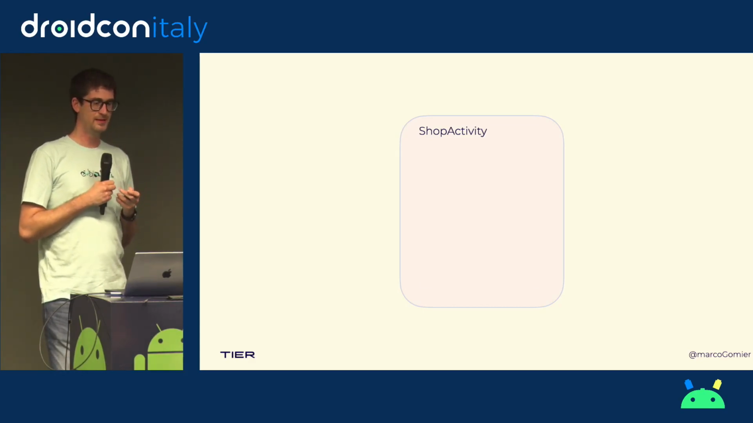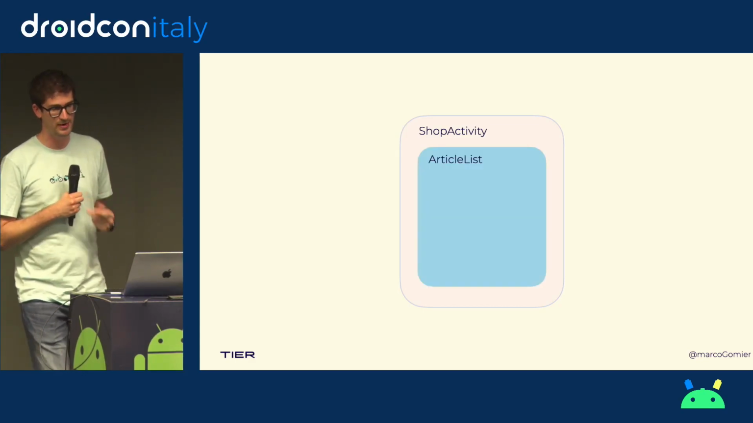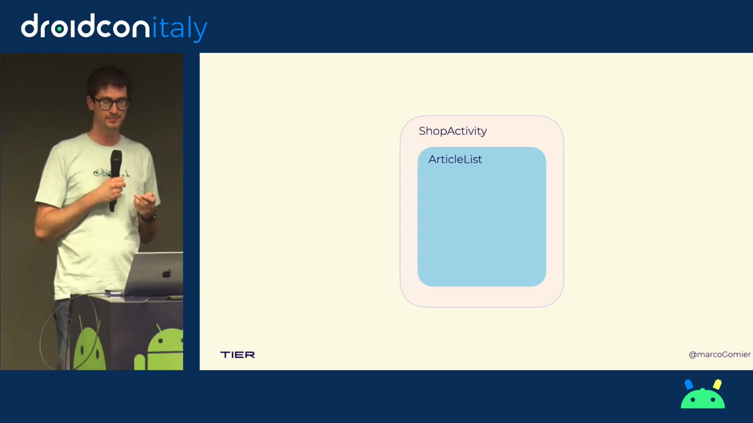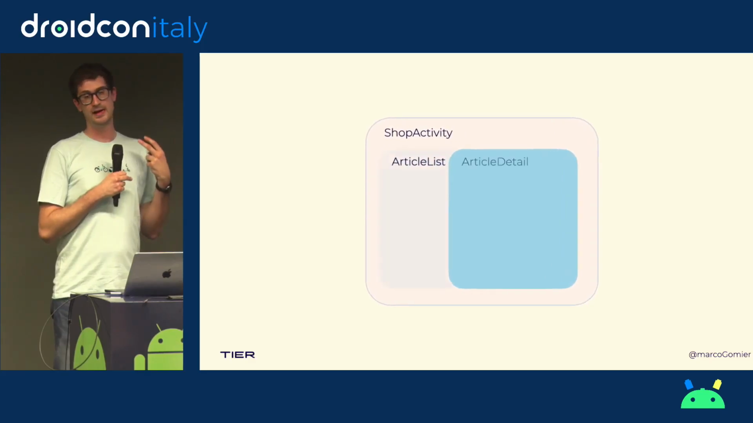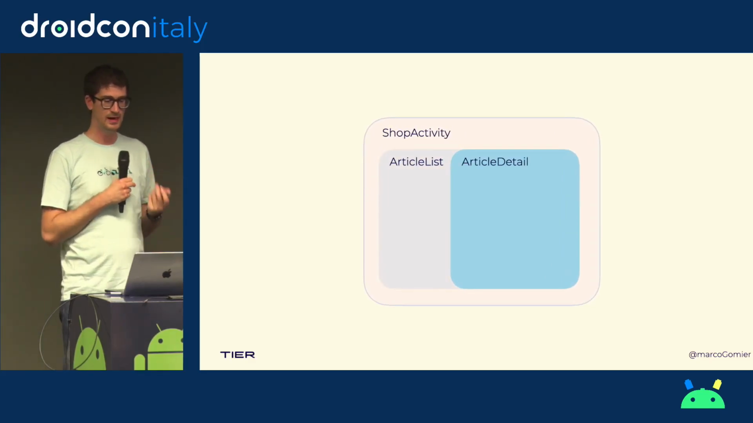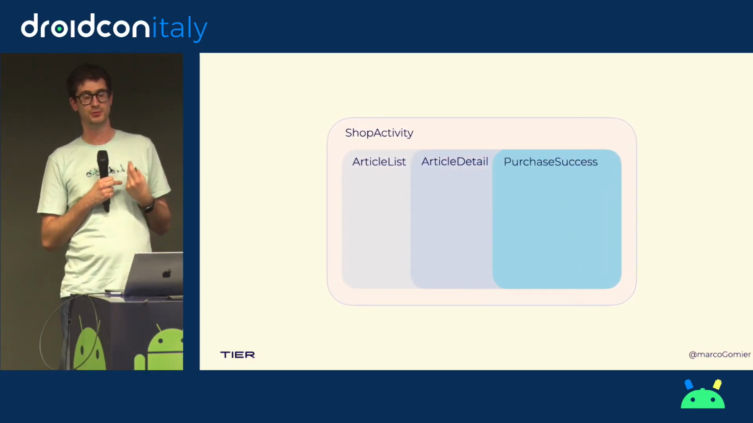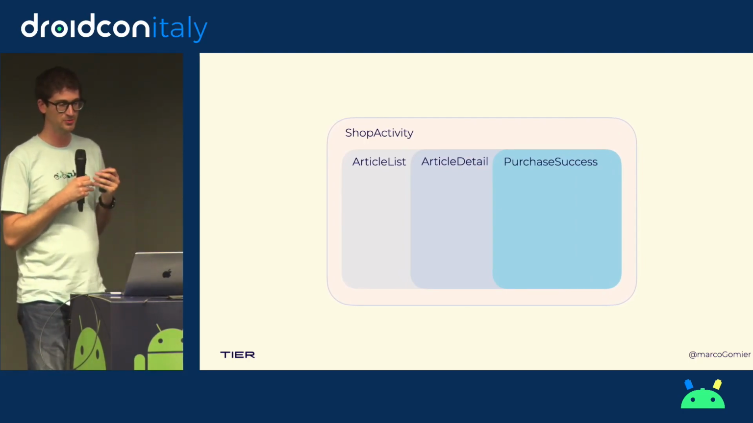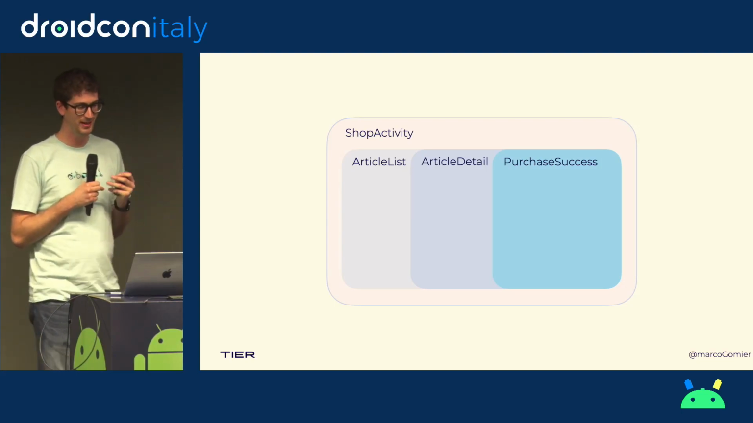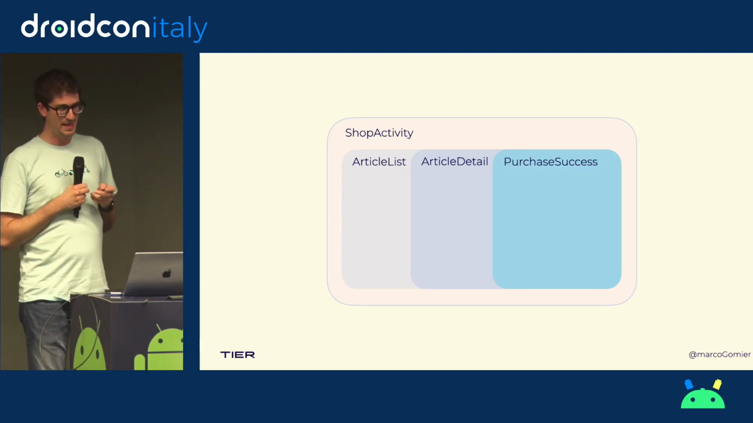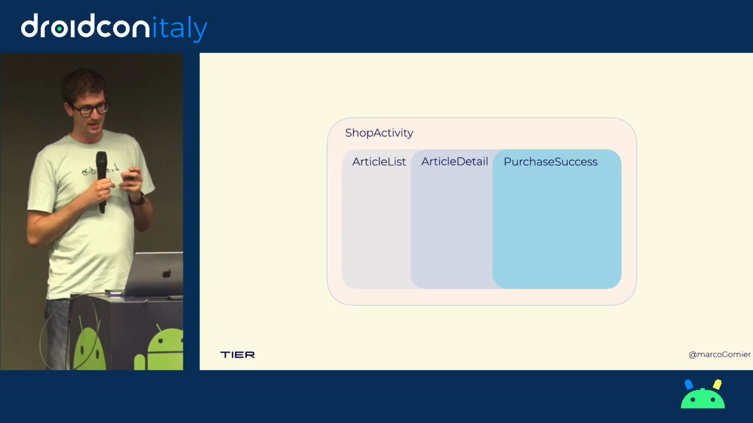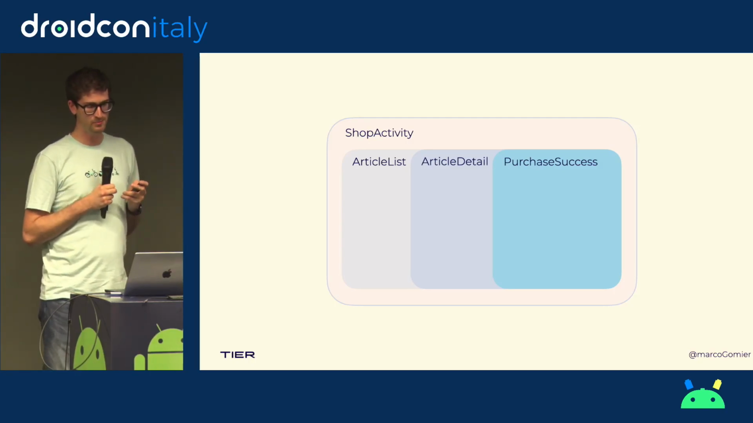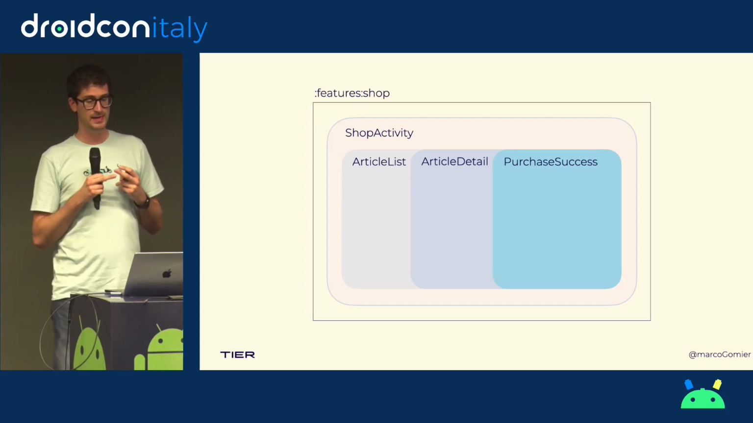And inside of that activity, there are multiple fragments. So, for example, there's a fragment that shows the list of articles that people can buy. There's a fragment that shows the details of that article, and there's a fragment that shows a successful purchase. Of course, only successful because we don't allow failure on that shop, and yeah, only successful. And this is the structure that we have right now, but we want to keep that stuff.